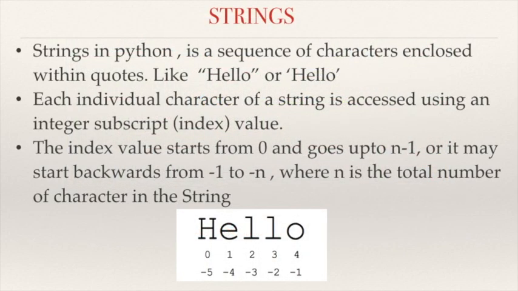Strings, as you can see on your screen, are made up of a sequence of characters within single or double quotes with a subscript integer value, either starting forward from 0 to n minus 1 or starting backward from minus 1 to minus n, where n is the total count of characters present in a string. As you can observe in the given example, the letter capital H in the string hello is indexed using 0 or can be indexed with minus 5. And similar are other letters or characters in the word hello. The significance of these indexed subscripts is that using them, we can access these designated characters in a program.